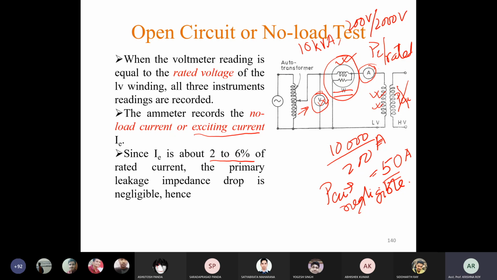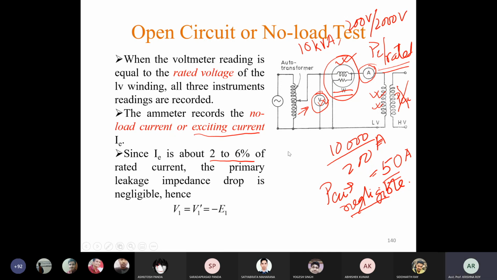Therefore, though both types of losses are present, we will assume that this wattmeter is reading only the core loss, because this copper loss is negligible with respect to this rated core loss. Yes, agreed. Okay, so we have 3 readings. So what are those readings?